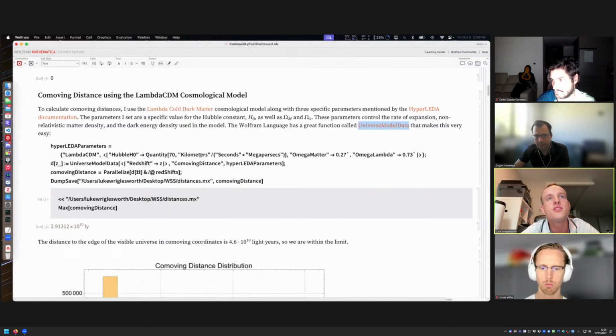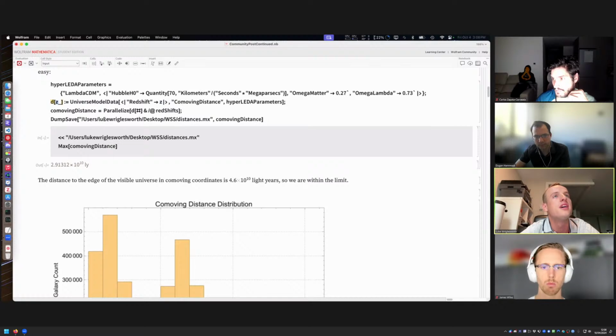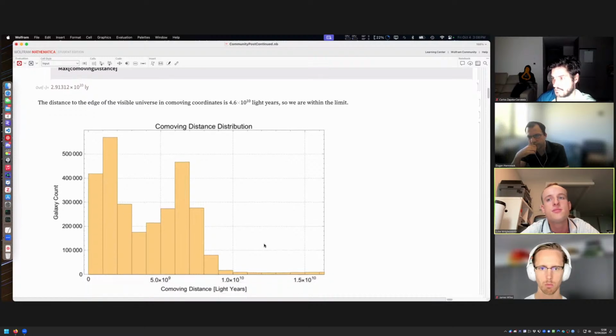I used the default parameters with a few overridden, because it was recommended in the HyperLEDA documentation. I'm not sure what the default values are for this function, but I overrode the Hubble constant, the matter density constant, and the dark energy constant. Using this function, I defined the distance function: you input redshift, and it outputs co-moving distance. I applied this to the whole redshifts column, and you get all these distances.